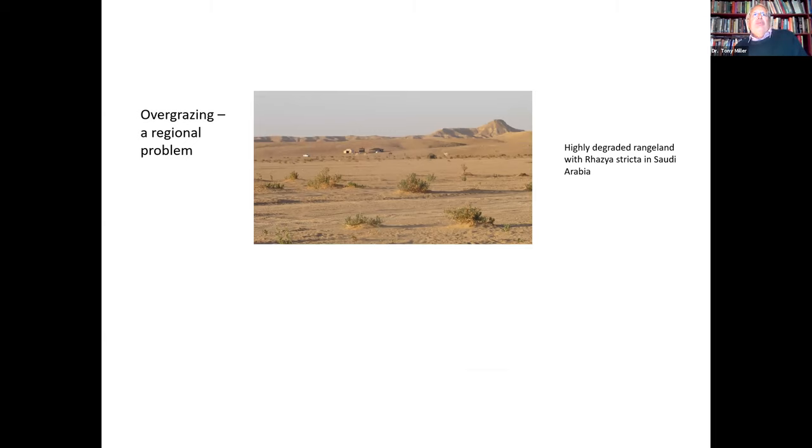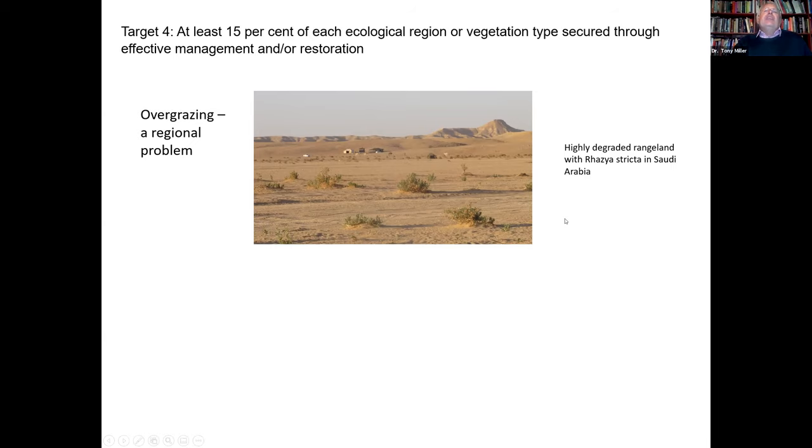I then wanted to look at some of the real challenges facing the region. And I think everybody who's worked in the region recognizes that overgrazing is a regional problem. So this is highly degraded rangeland with Rhazya stricta in Saudi Arabia. And this is addressed by target 14, which says at least 50% of each ecological region or vegetation type secured through effective management and/or restoration. What it really means is restoration programs.